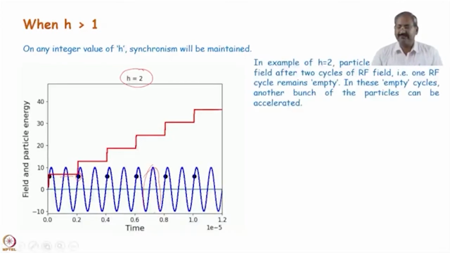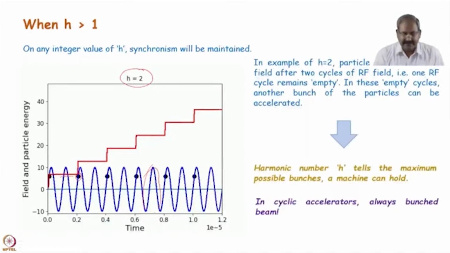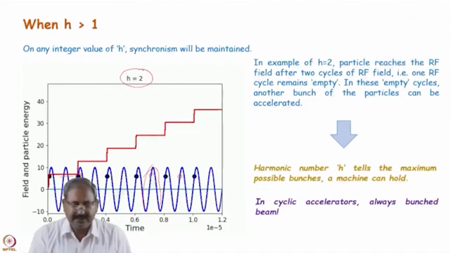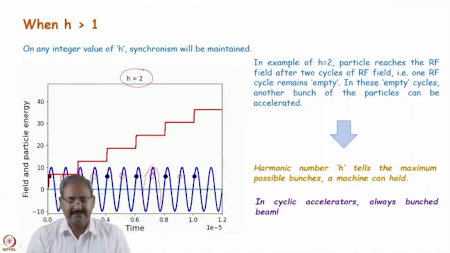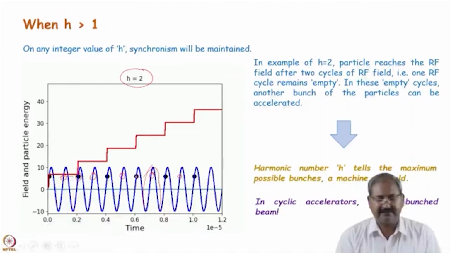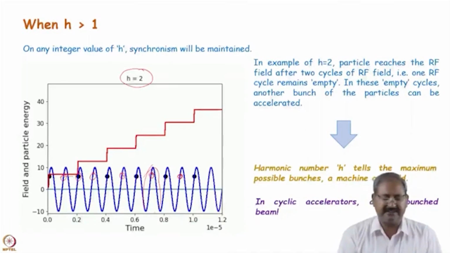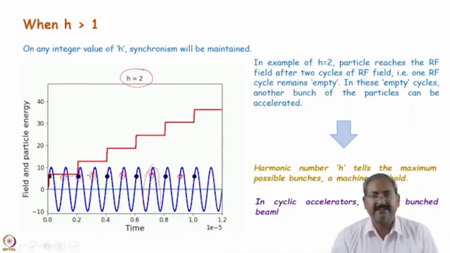So what can we do? In these gaps, we can put another bunch of particles, and that bunch can be accelerated here. So one bunch in black color will be accelerated in this RF cycle, and another bunch of particles drawn in red color will be accelerated in this cycle. So the harmonic number tells you how many bunches can be accelerated simultaneously, or the maximum number of bunches a machine can hold. This is the harmonic number.